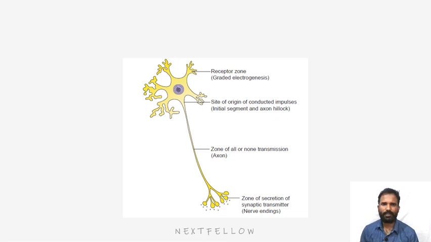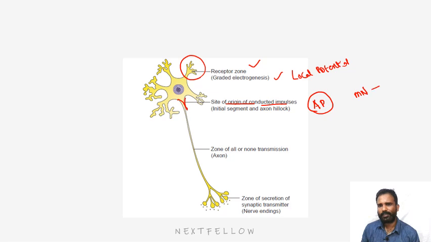Coming to the zones of the neuron, the dendrite is called the receptor zone, and this is the zone of production of local potential, or graded potential. The axon hillock and the initial segment are the site of origin of conducted impulses, that means the site of generation of action potential. In a motor neuron, the site of generation of action potential is the axon hillock, whereas in a sensory neuron it is the first node of Ranvier.